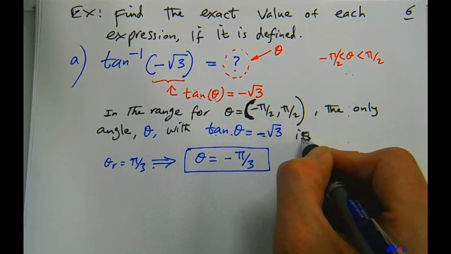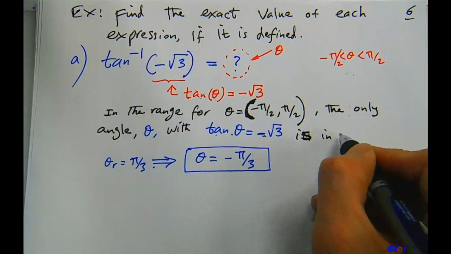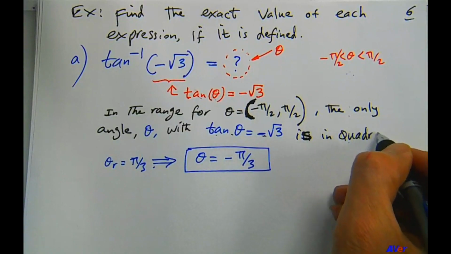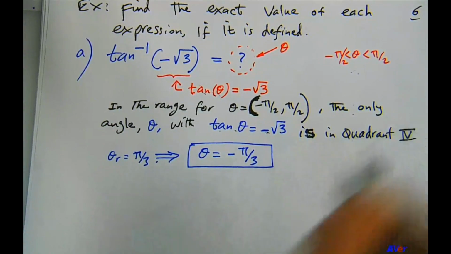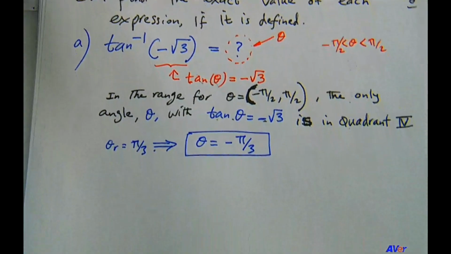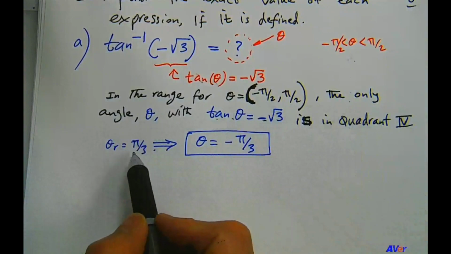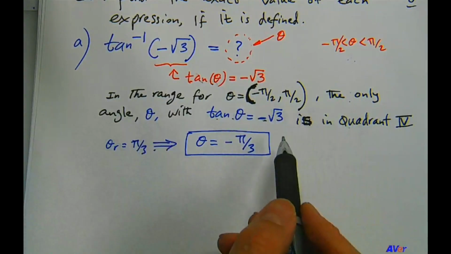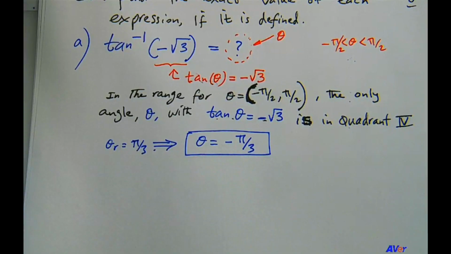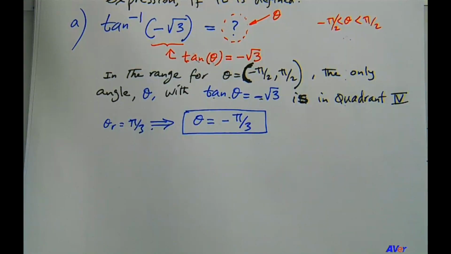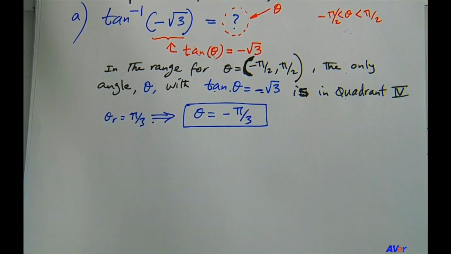Is in quadrant 4. Okay, and so the reference angle is pi over 3, but because we know we're in quadrant 4, it'll be minus pi over 3. Okay, so let's do another example.